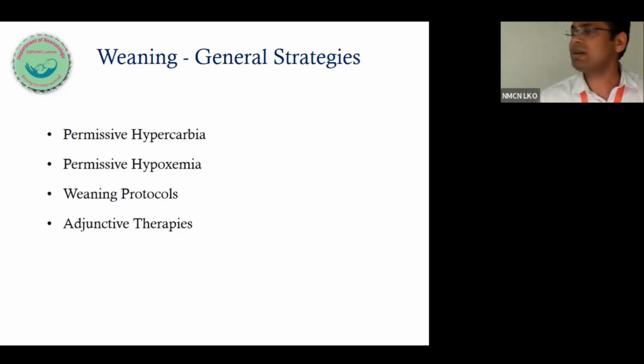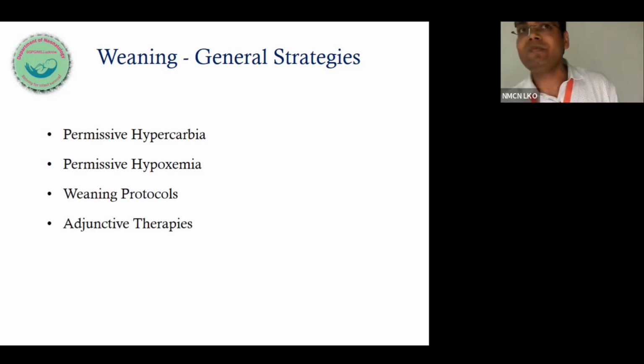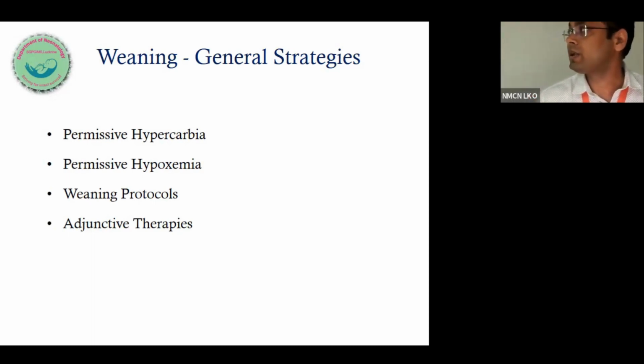Then permissive hypoxemia can also be practiced, but from various trials like NeOProM, which comprised a meta-analysis of 5 studies, it showed that the saturation levels which should be targeted are between 91 to 95 for both term and preterm babies. Then we should have weaning protocols. One study showed that only 36% of ICUs have a weaning protocol, so all over the world, not many ICUs have weaning protocols which we can employ.